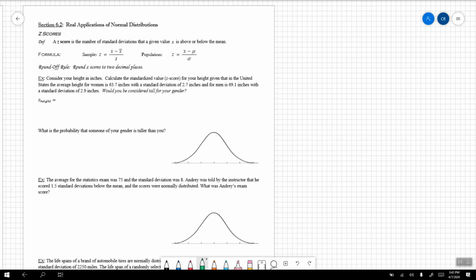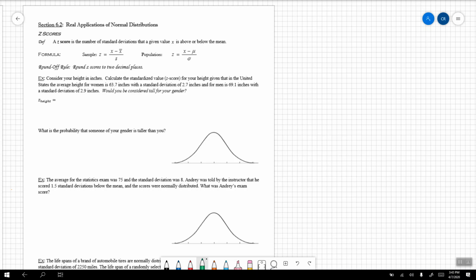We're going to be working on section 6.2, and section 6.2 is known as the real applications of normal distributions. And again, this is just a continuation of the continuous data that was displayed with a standard normal distribution. Now we have experienced z-scores before, and we're going to keep working with them today.